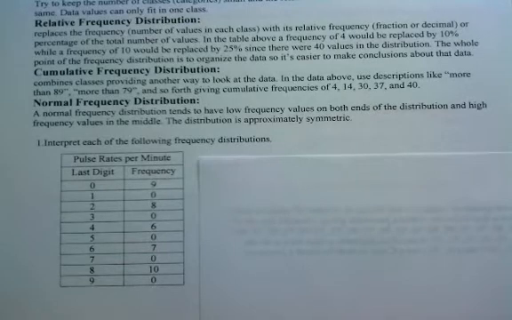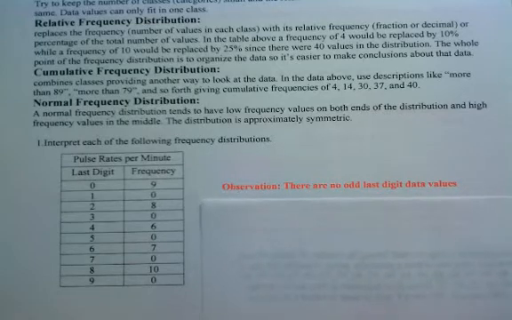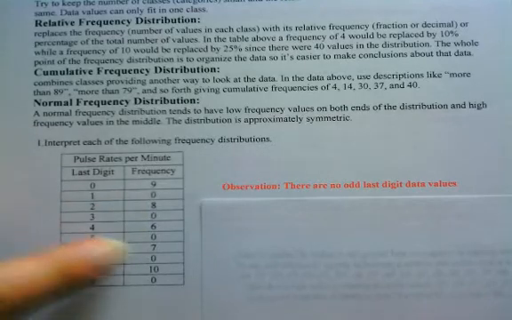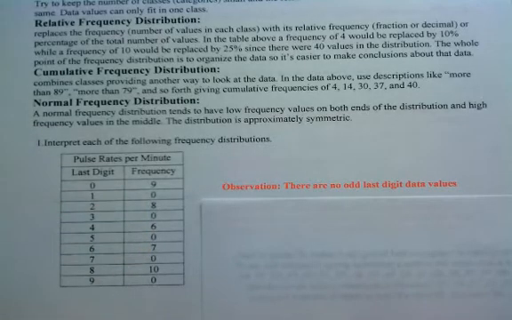So, first off, it says interpret each of these frequency distributions. And what some students will do, instead of an interpretation, is they'll make what I call an observation. And they'll go, hey, there are no odd last digits with data values. In other words, when you had a 1, there weren't any. When you had a 3, there weren't any. 5 and 7 and the 9. All the odd ones, there's no data values.